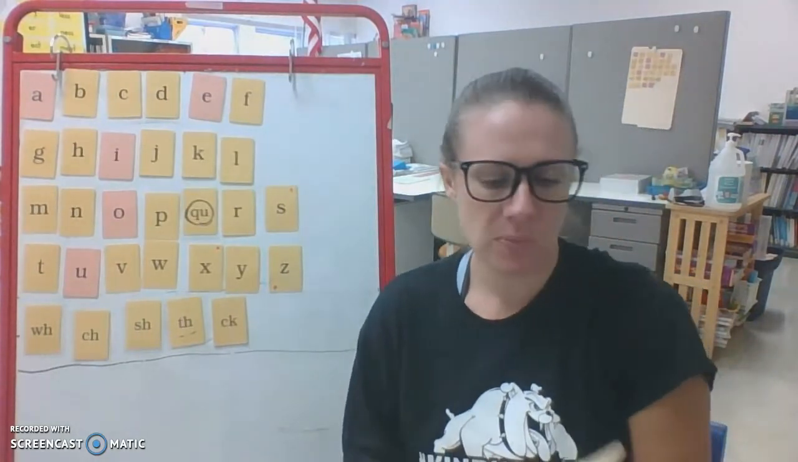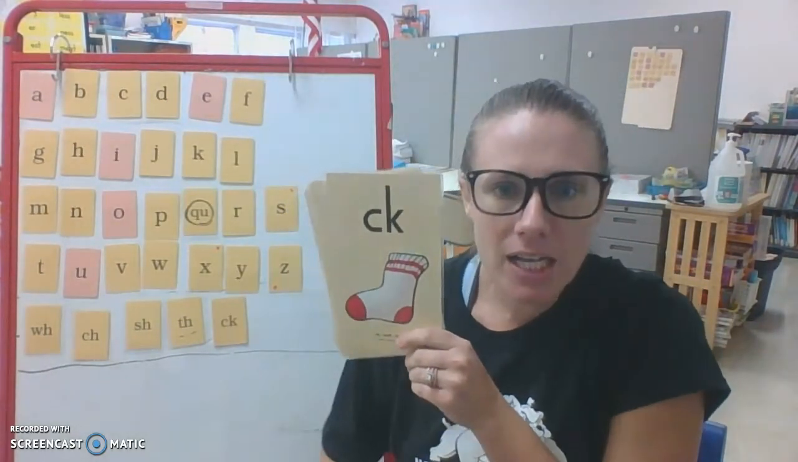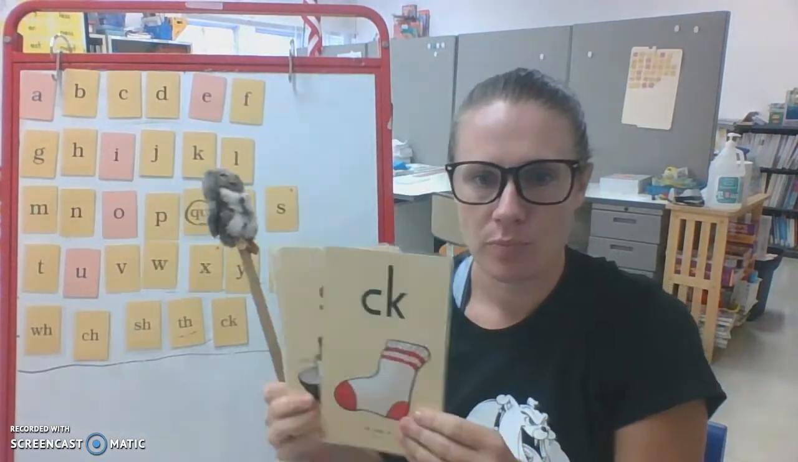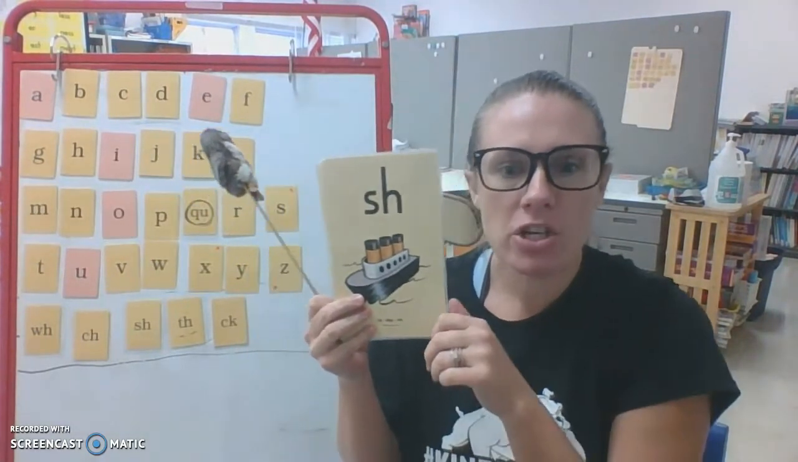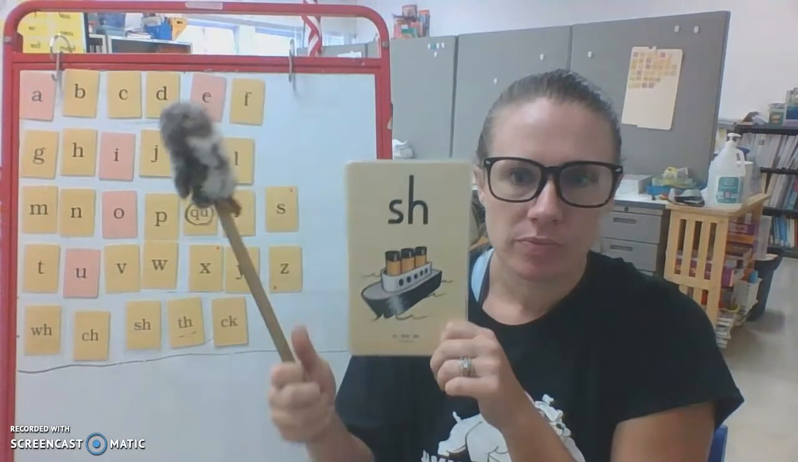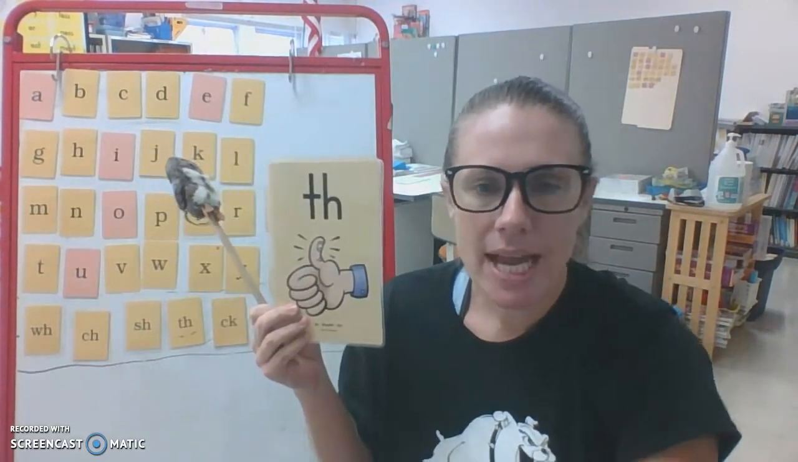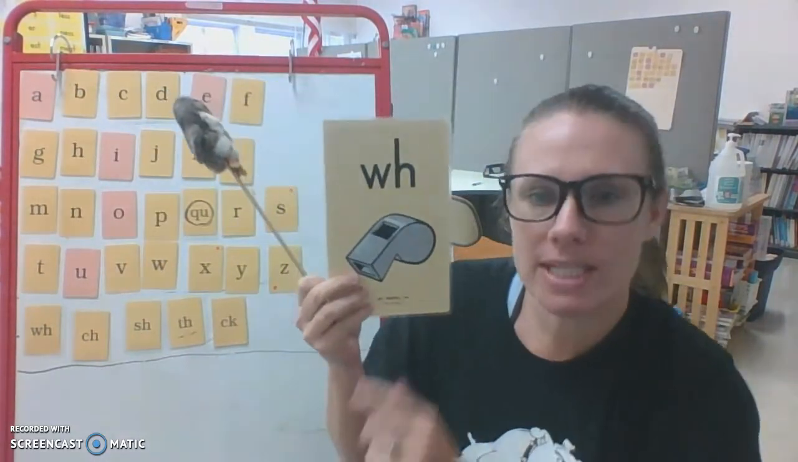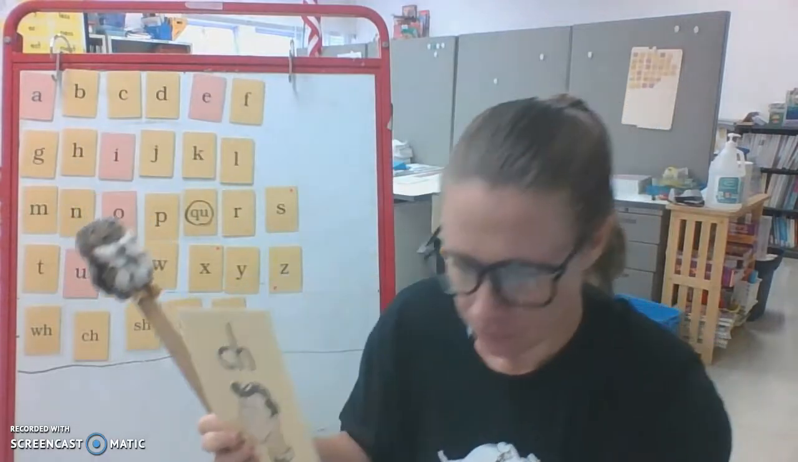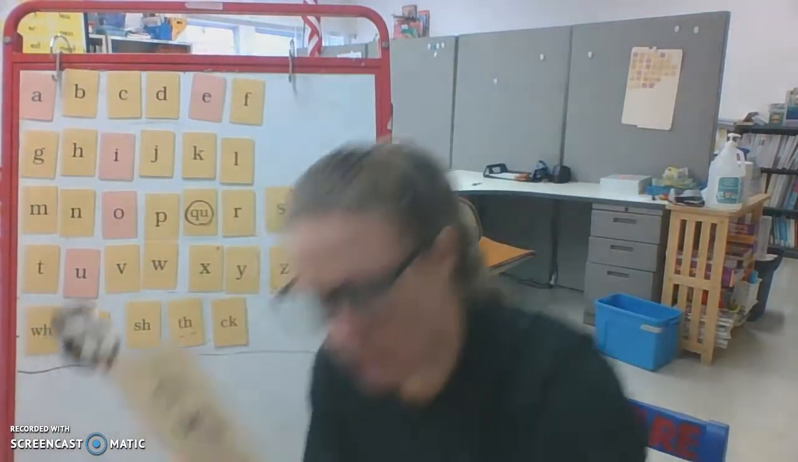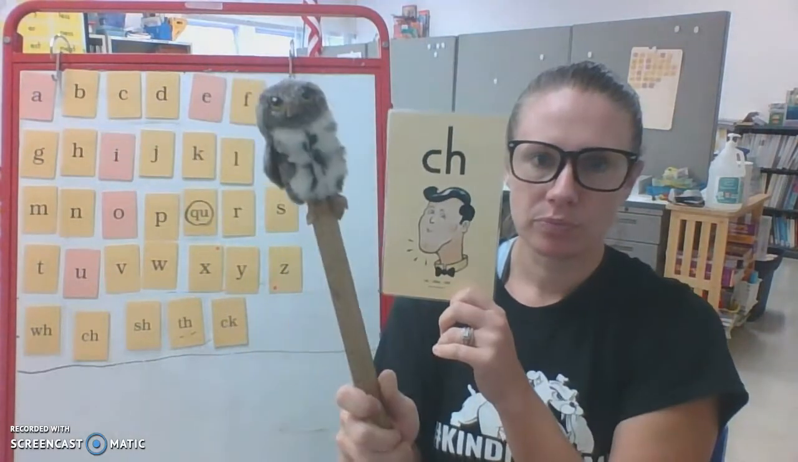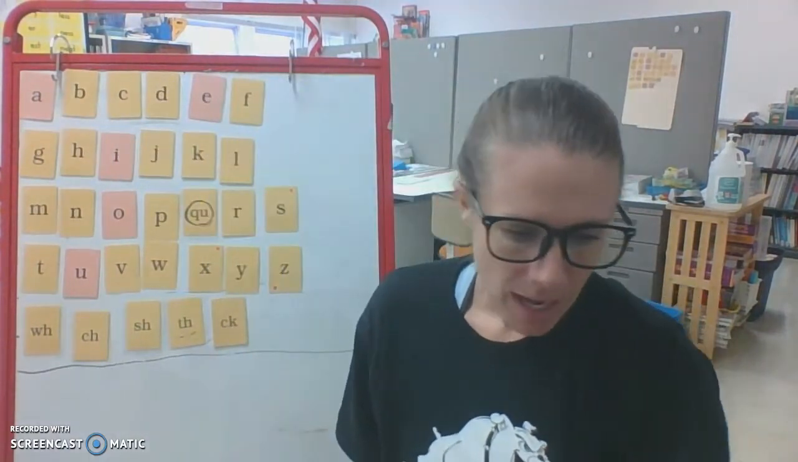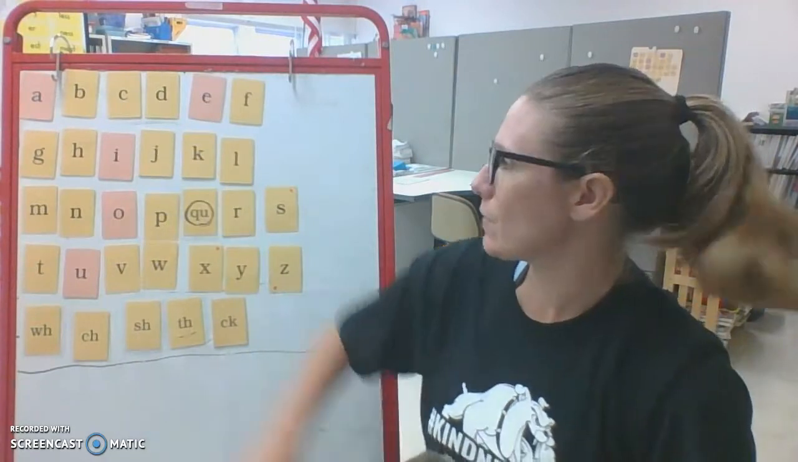Let's do some digraphs. CK sock, k. Sh ship, sh. Th thumb, th. Wh whistle, w. And one more, ch chin, ch. Great job.